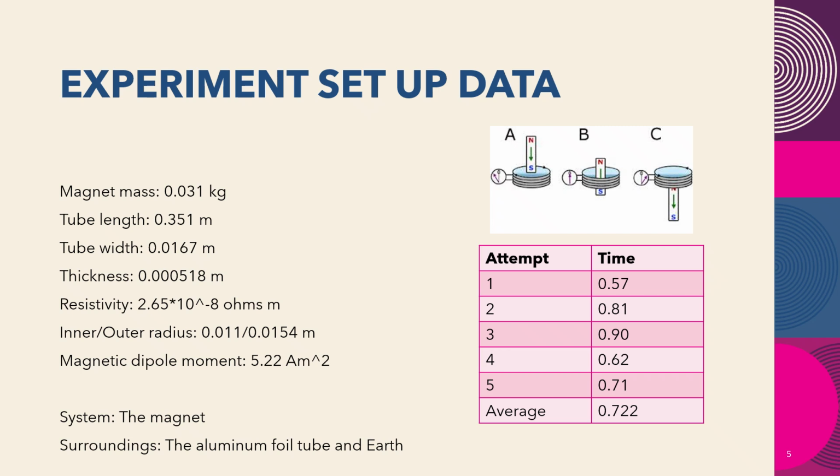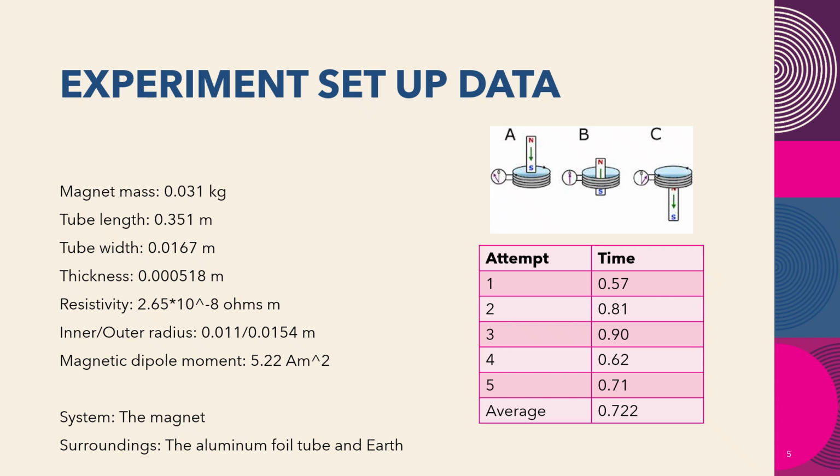As for the setup data from the experiment, I got that the mass of the magnet was 0.031 kg, the tube length was 0.351 meters, the tube width was 0.0167 meters, the thickness was 0.000518 meters, the resistivity was that, and then the inner and outer loops were these two measurements. The magnetic dipole is 5.22 amps per meter squared, as seen in the prior lab.